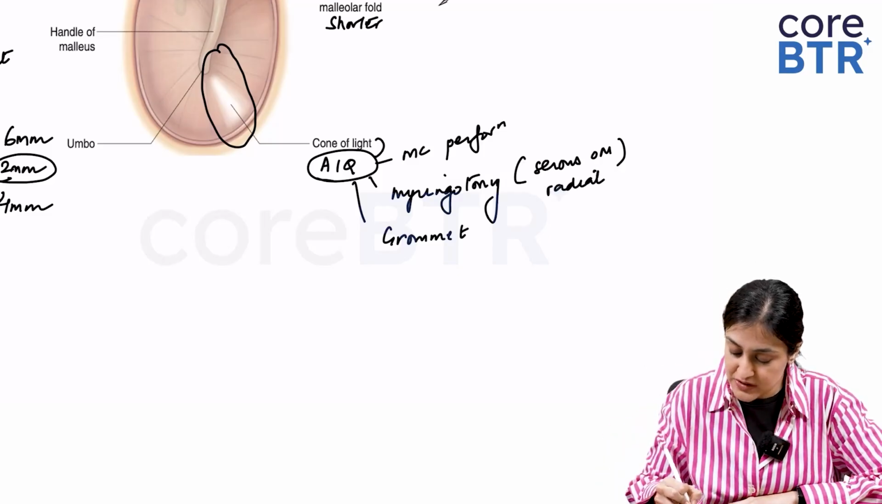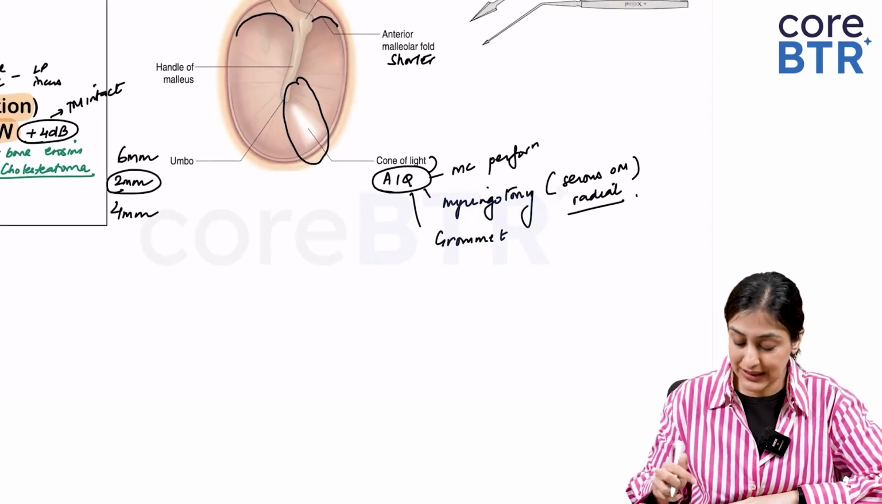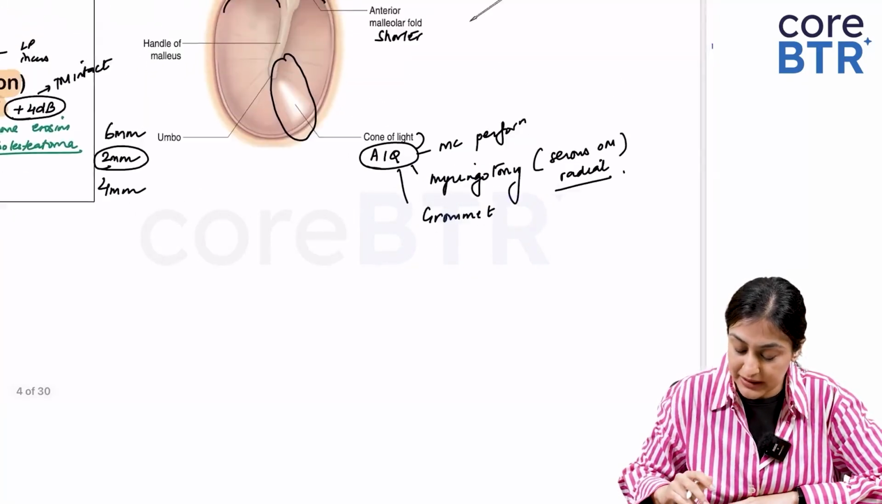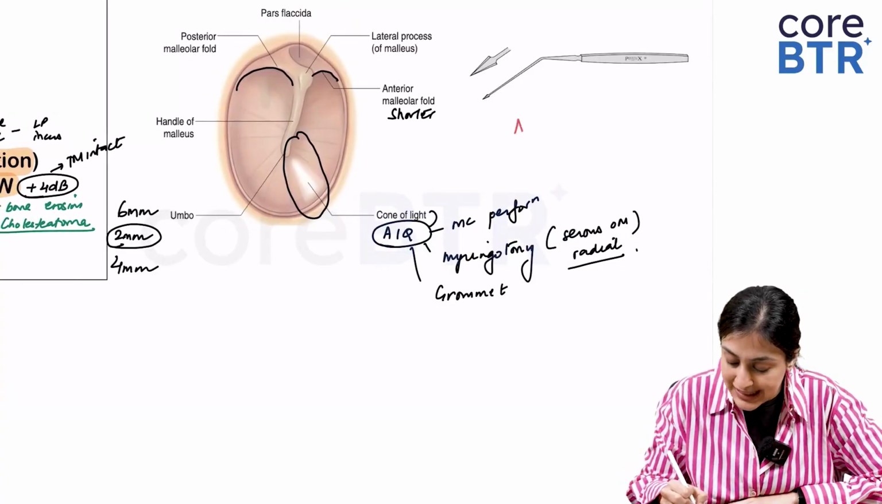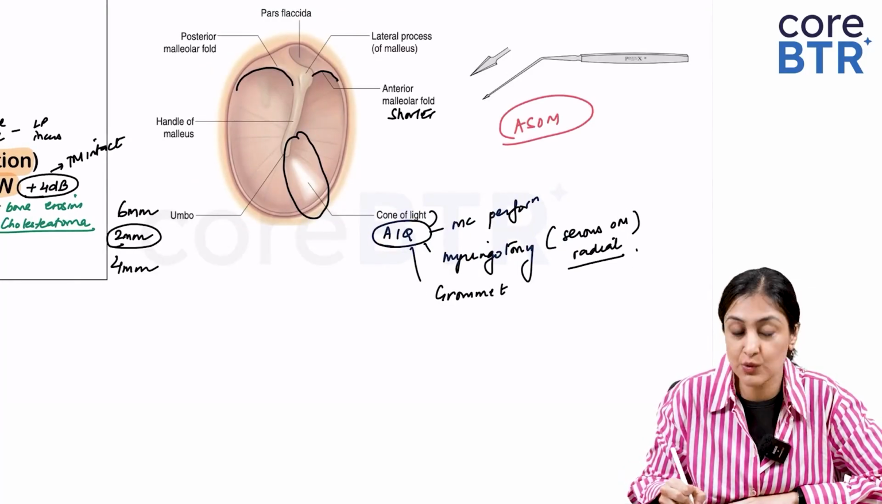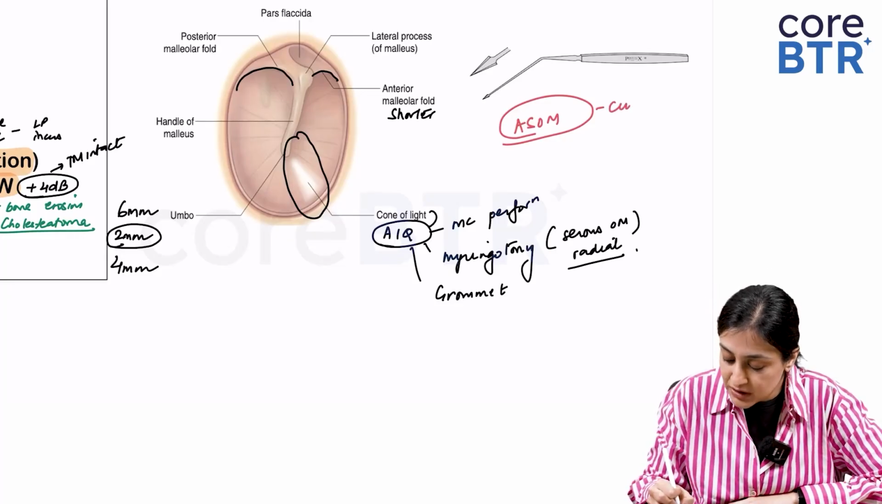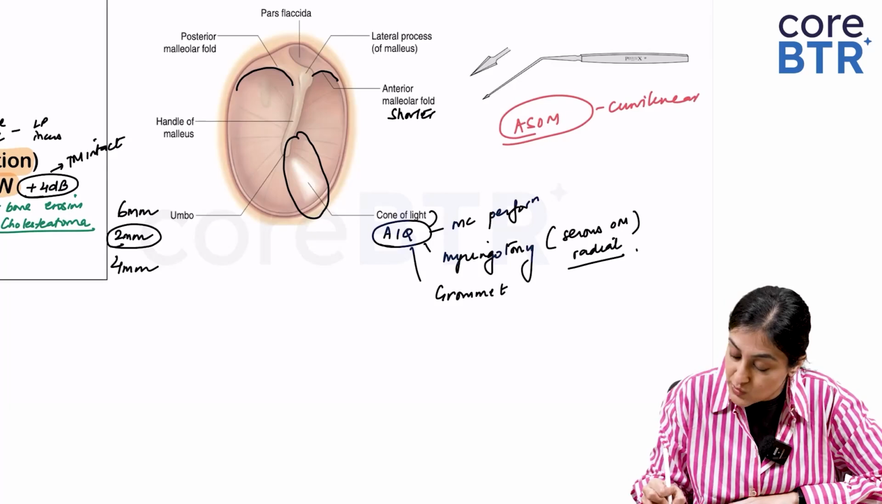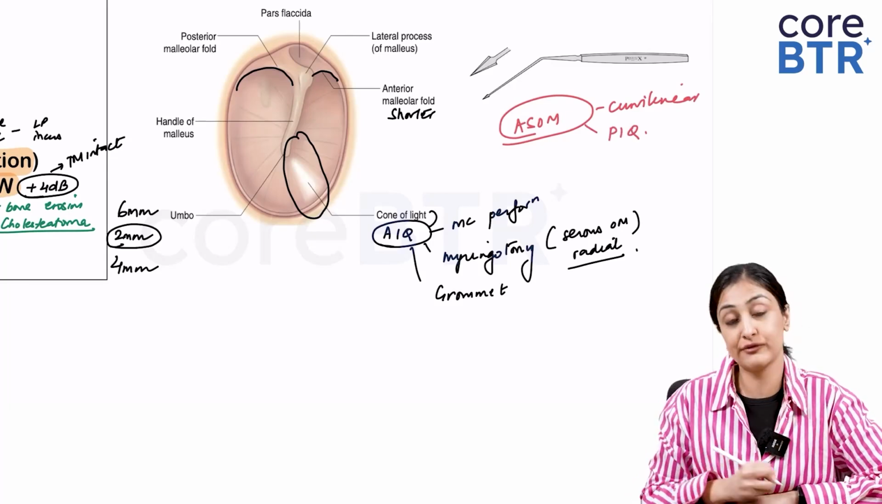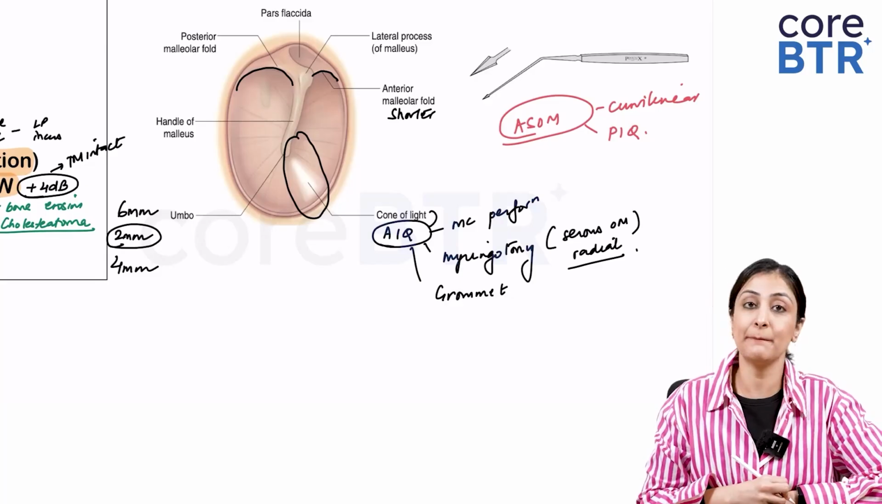The incision you give is a radial incision. The only exception is when we are doing a myringotomy for ASOM, acute suppurative otitis media, then I give a curvilinear incision, and this is done in the posterior-inferior quadrant. So PIQ instead of AIQ.